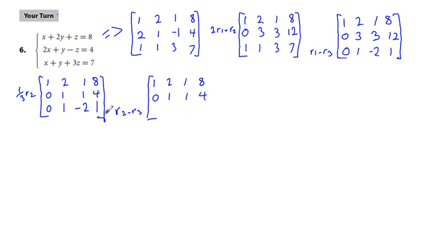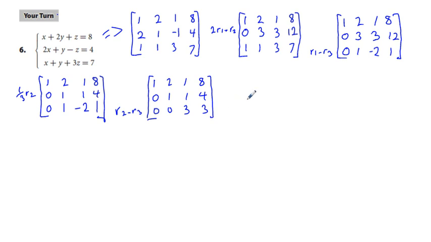And then we have R2 minus R3, so 0 minus 0 is 0. 1 minus 1 is 0. 1 minus negative 2 is 3. And 4 minus 1 is 3.